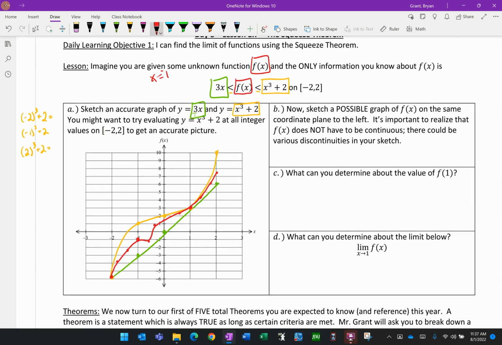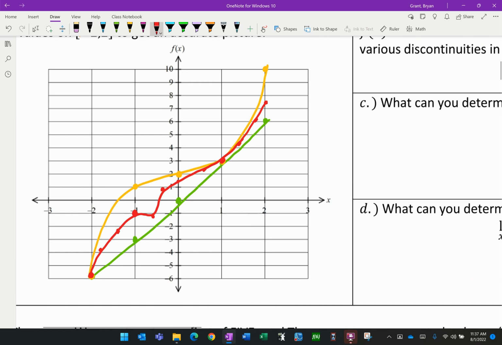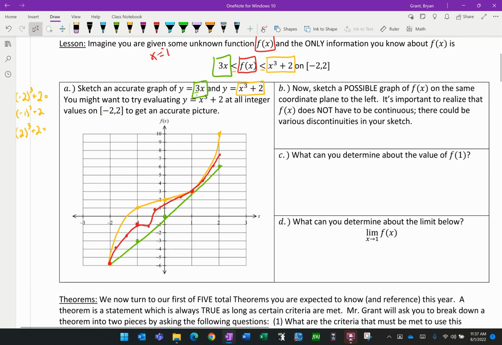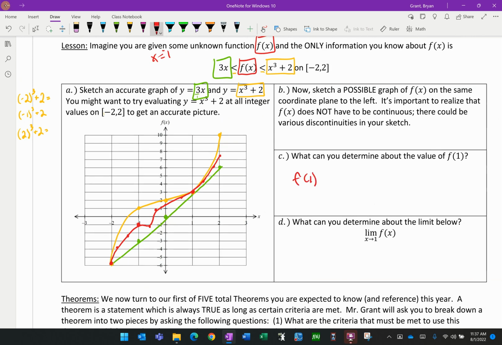All right, so let's look at C. What can you determine about the value of f of 1? Well, f of 1 is this point right here, yeah? So you might be tempted to say, oh, well, f of 1 has to be equal to, what's the y value? 3. But we actually don't know that. And I'll put a little question mark over here. The reason we don't know that is because f of x does not have to be continuous, right? We said that up above.